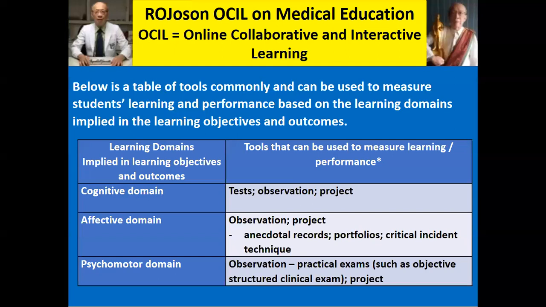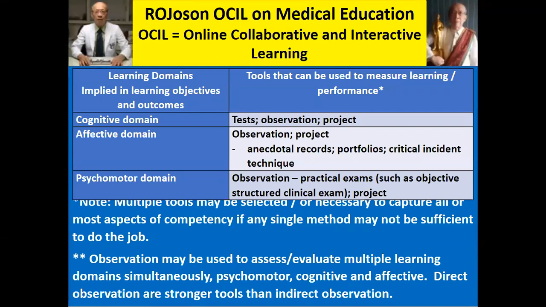Below is a table of tools commonly and can be used to measure students' learning and performance based on the learning domains implied in the learning objectives and outcomes. So under cognitive domain, you can have test, observation, and project. For affective domain, observation and projects. Examples will be anecdotal reports, portfolios, critical incident technique. For psychomotor domain, the tools that can be used will be observation, usually what we popularly know as practical exam. An example also will be the popular OSCE, Objective Structured Clinical Exam, and project can also be used for evaluating psychomotor domain.